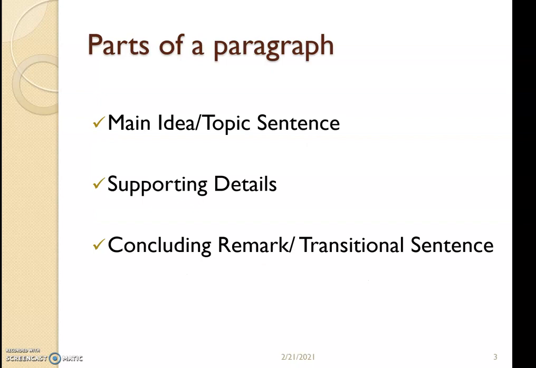So the main elements, the main parts of a paragraph, can be understood as the main idea or a topic sentence, the supporting details, and the concluding remark and/or a transitional sentence. Here you can see that we are using two ideas in one point. When we talk about topic sentence and main idea, these are connected terms. If we say that a topic sentence is that sentence through which you can get the main idea of a paragraph, that will be absolutely correct.